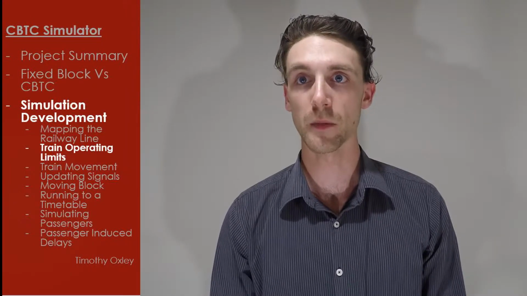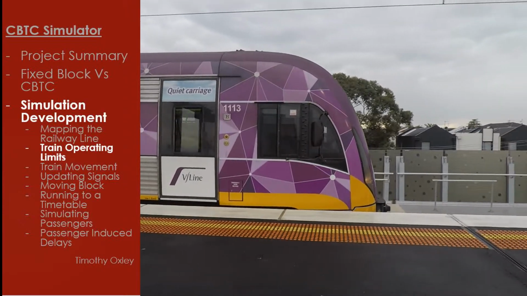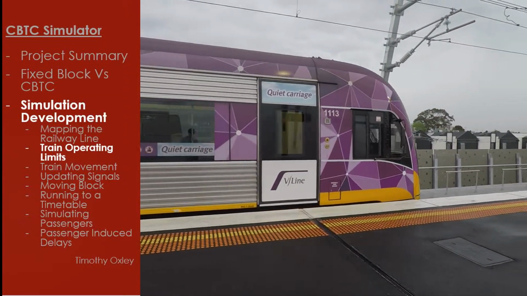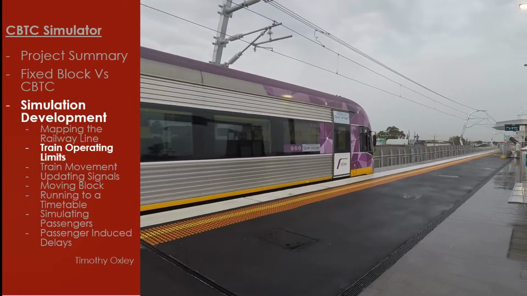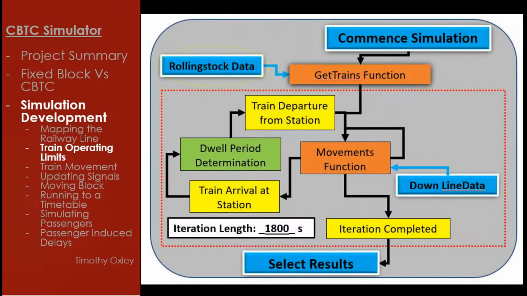Train operating limits. Each train type used in the simulation has different acceleration and braking rates, as well as different allowable top speeds along the line. These operating limits are stored within the rolling stock data matrix, yet this doesn't account for how drivers may control their trains. Just like how every one of us drives our car differently, every train driver will also control their train with some degree of variation.